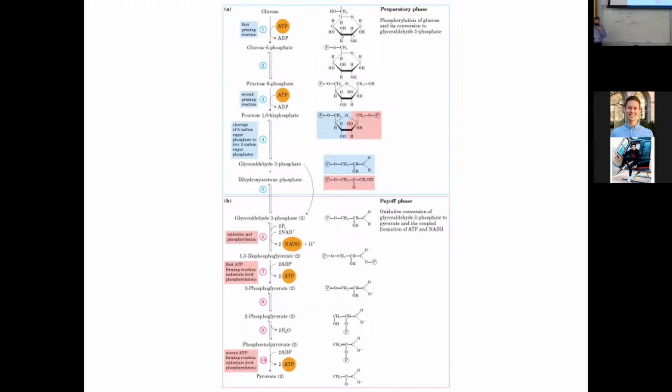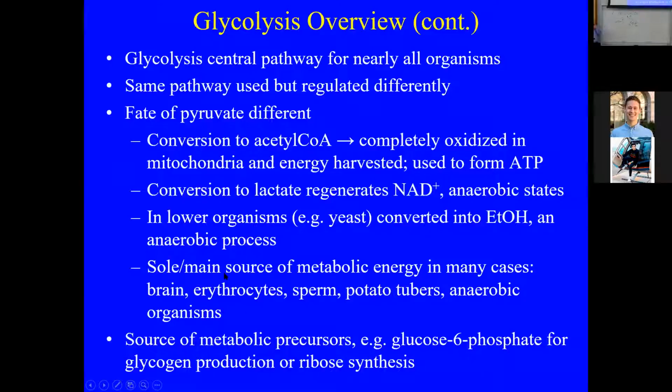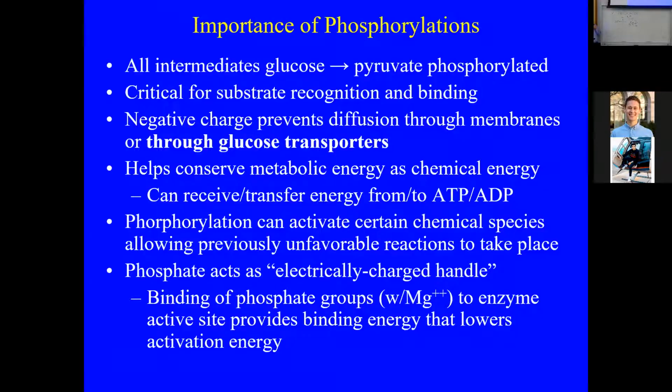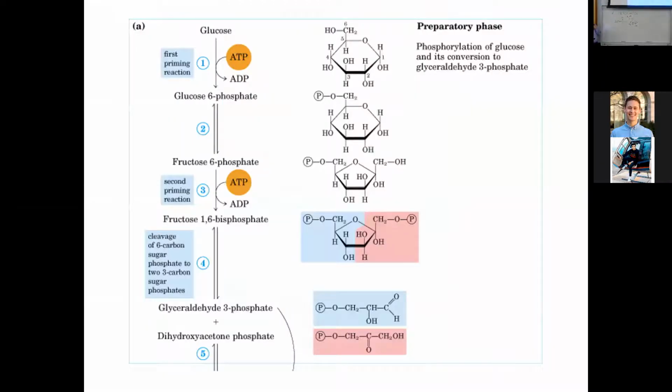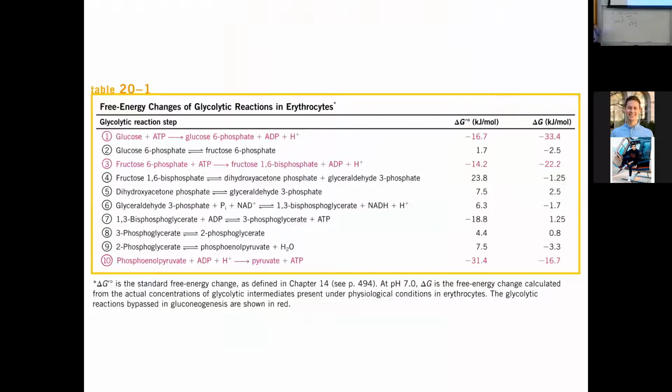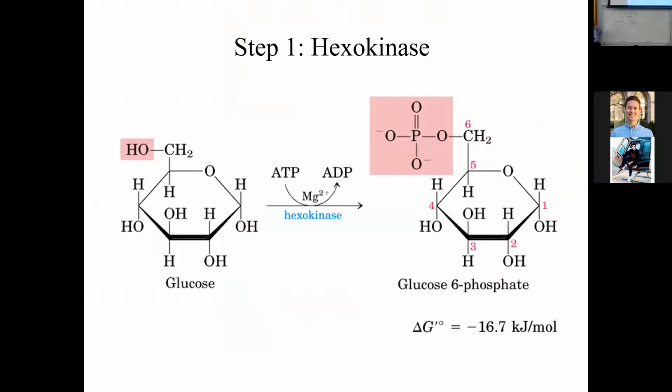I'm going to go through these steps as best I can, by showing you the actual reaction mechanism, and I'm going to do that on the board. So let me just introduce you to these steps. So hexokinase is the first of these. It is a step in which we phosphorylate glucose on the 6th carbon.